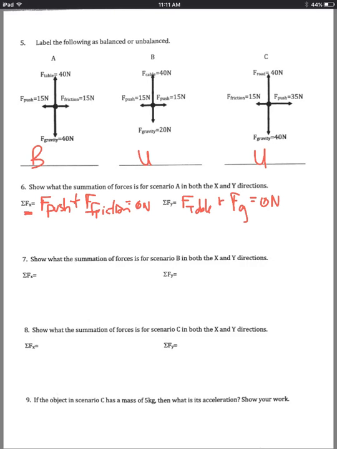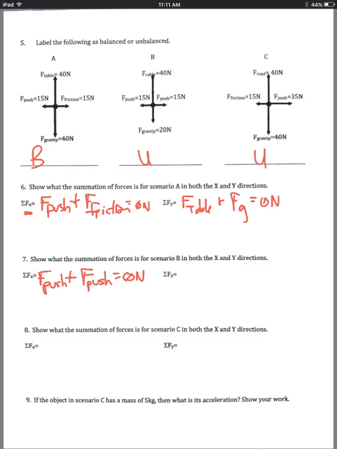So, number 7, show what the summation of forces is in scenario B for both the X and the Y. So the X, we have force of push, which is, again, a terrible, terrible name. It'd be force of hand or whatever. Plus, apparently there's another force of push. Equals 0 newtons because they're balanced.